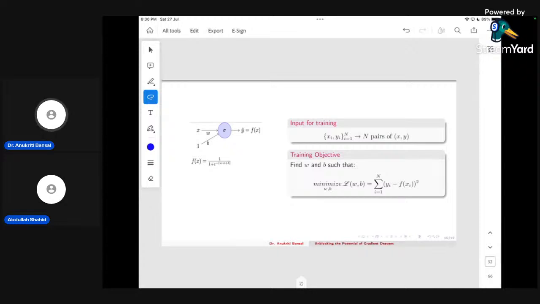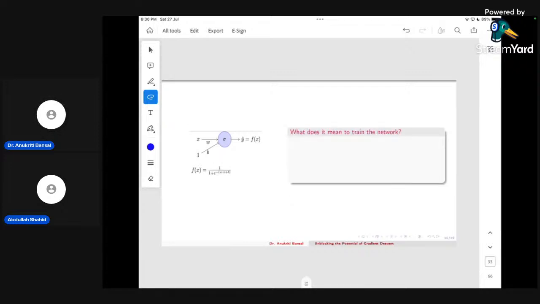And what is our objective? I want to minimize the loss. I want to learn weights and bias such that it helps in minimizing my loss. Now, what do we mean by training a network? So, how to train a network first? Let's start with a random guess. Let's suppose W is 3 and bias is minus 1.